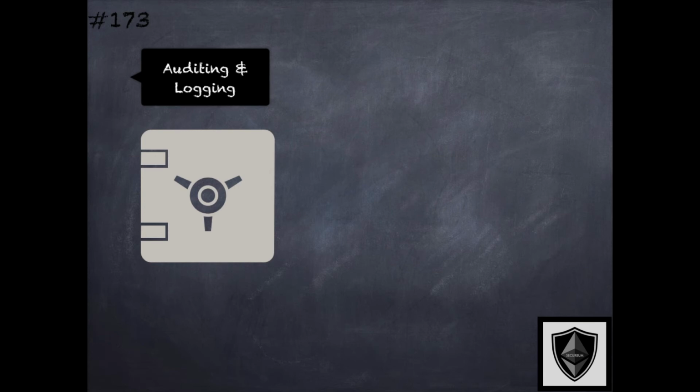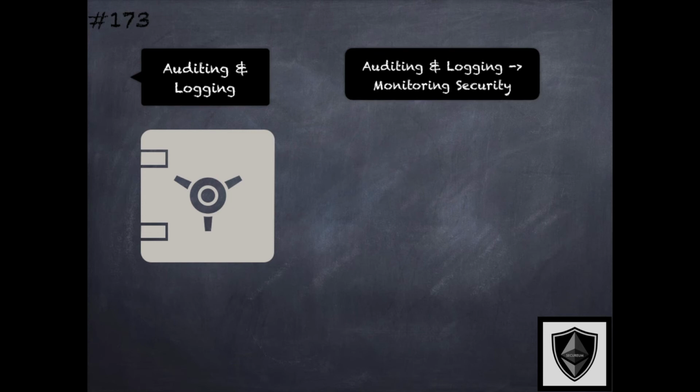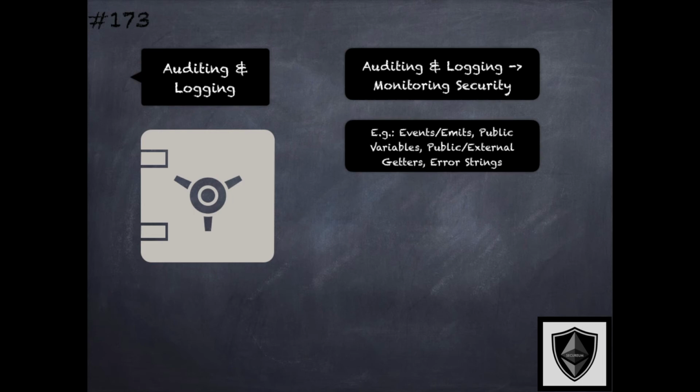Recording or accessing snapshots or logs of important events within a system is known as audit logging, and the recorded events are called audit logs. Note that this auditing from a logging perspective is different from the concept of external reviews, which is also called auditing. Auditing and logging are important for monitoring the security of an application. In the context of smart contracts, this applies to event emissions, the ability to query values of public state variables, exposed getter functions, and recording appropriate error strings from requires, asserts, and reverts.